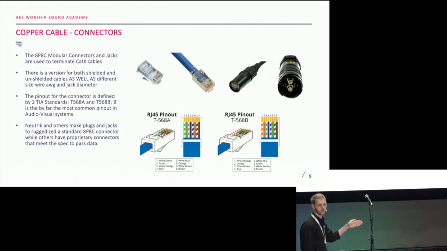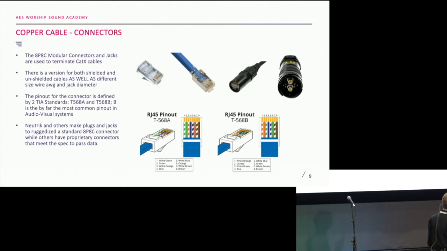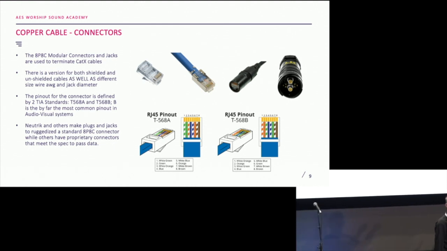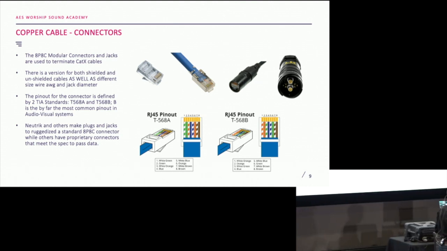Neutrik has the EtherCon stuff. There's jacks that connector can connect to. So typically all of our copper cabling is utilizing that. There are some cool special ones, right? Neutrik has got a ruggedized EtherCon that you can use to plug in for productions and things that you don't want to come unplugged.